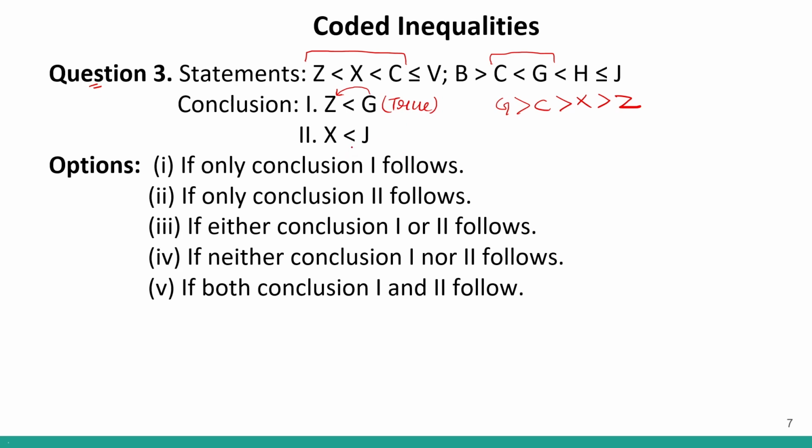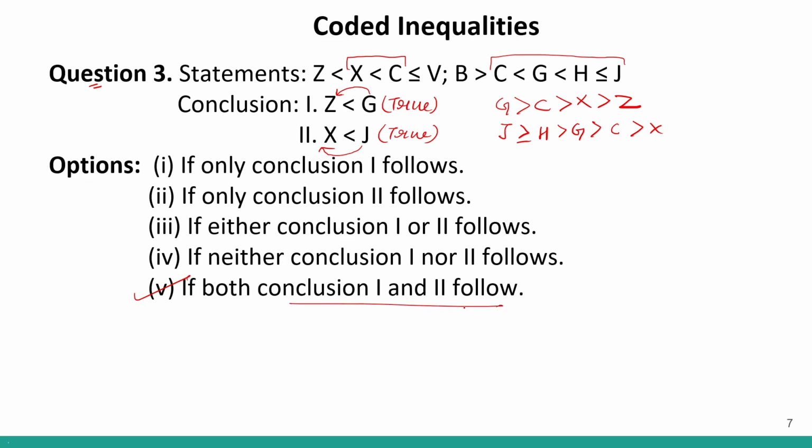Now, we have to see whether J is greater than X. So, we will move from the direction of J towards X. So, over here, I can see the relationship between J and C and X. Basically, it shows that J is greater than or equal to H, which is greater than G, which is greater than C, which is greater than X. Correct? If I combine these two pieces of information, I am getting this. So, now I can see that G is definitely greater than X. Correct? So, this statement is also true. We moved from J to X, from bigger door to smaller door. So, both the conclusions are true. So, my answer will be option number 5, that both conclusion 1 and 2 follow. Clear?